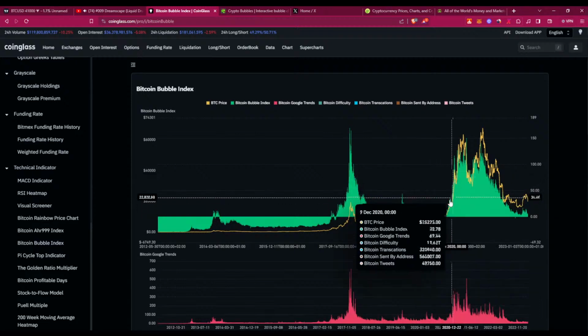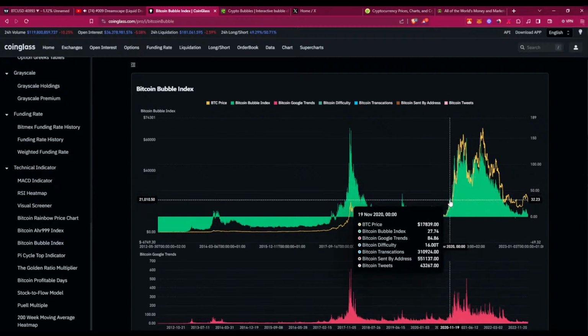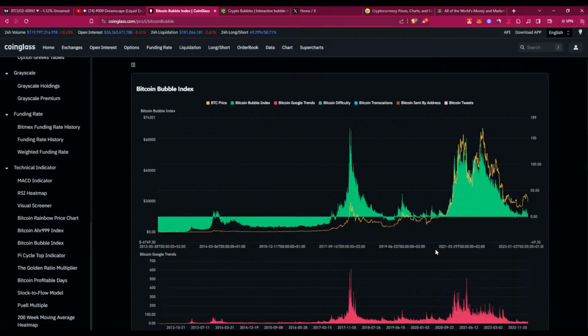Once we break the highs, the bubble index goes higher, higher, higher, and they say a bubble will burst eventually and come down. Where do we come down? We come back to the real price, the value of the coin. This is a bear market. So a bubble is none other than euphoria, a lot of people coming into the markets.